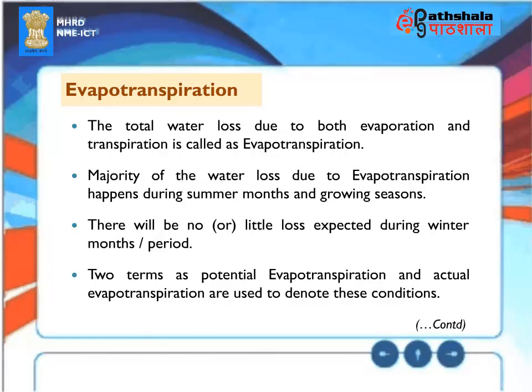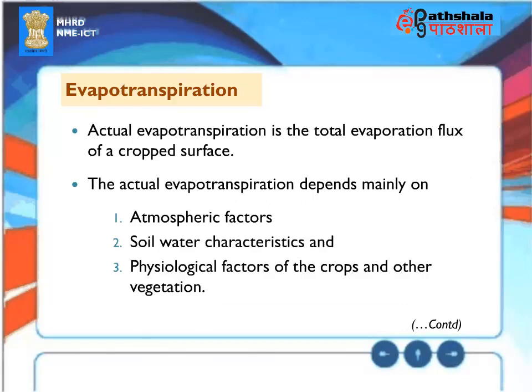The majority of the water loss due to evapotranspiration happens during summer months and growing seasons. There will be no or little loss expected during winter months. Two terms, potential evapotranspiration and actual evapotranspiration, are used to denote these conditions. Actual evapotranspiration is the total evaporation flux of a cropped surface. The actual evapotranspiration depends mainly on atmospheric factors, soil water characteristics, and physiological factors of the crops and other vegetation.